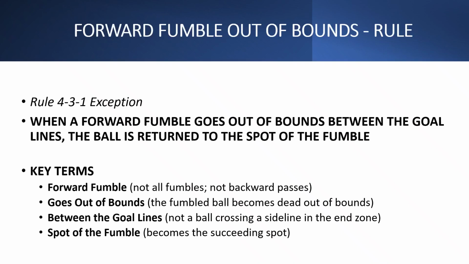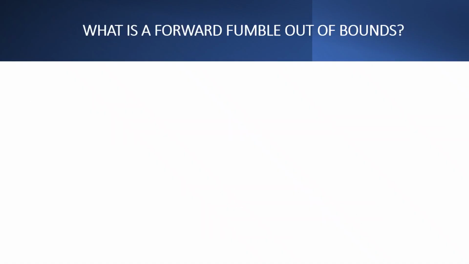The key things are to remember that the rule applies to forward fumbles. It does not apply to all fumbles or backward passes. The ball has to go out of bounds, meaning that it has to become dead out of bounds. Further, the ball has to go out of bounds between the goal lines. This rule does not apply to a ball crossing a sideline in the end zone. Finally, if a forward fumble goes out of bounds, it is returned to the spot of the fumble, which becomes the succeeding spot. So what is a forward fumble out of bounds?